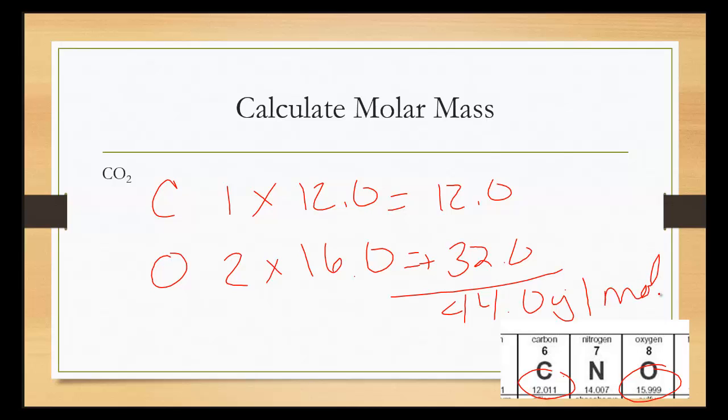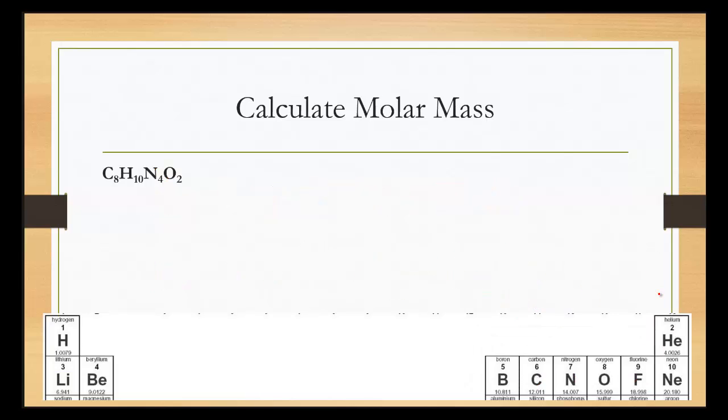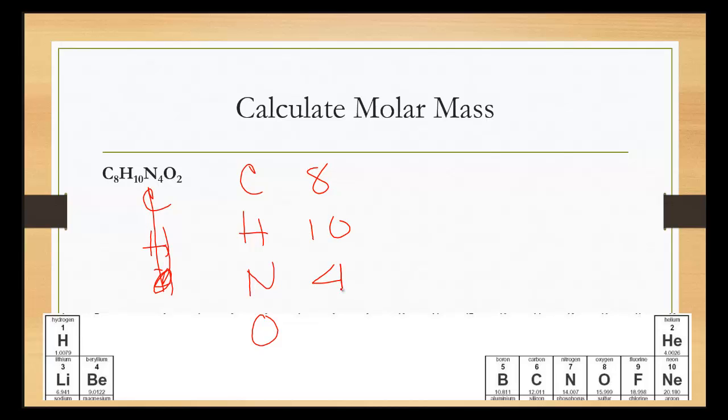But I'll do one last one. This is actually the chemical formula for caffeine, just for kicks and giggles. I messed up when I wrote that. So C, H, N, and O. There's 8 carbons, 10 hydrogens, 4 nitrogens, and 2 oxygens.